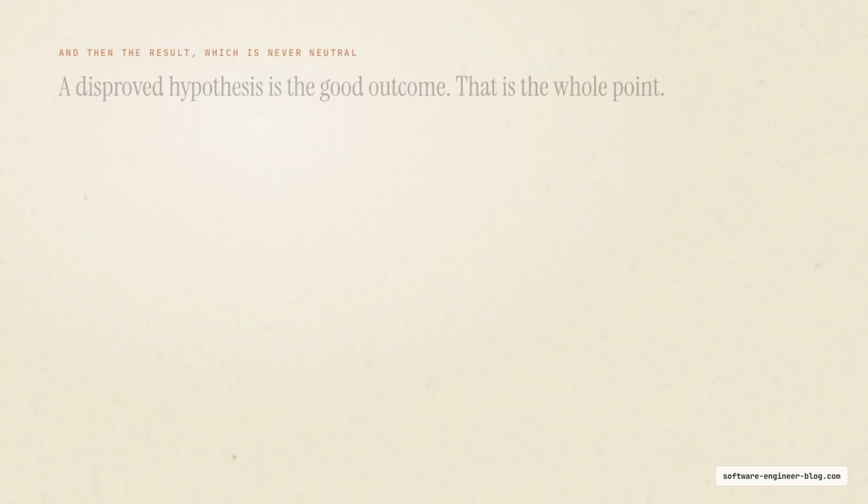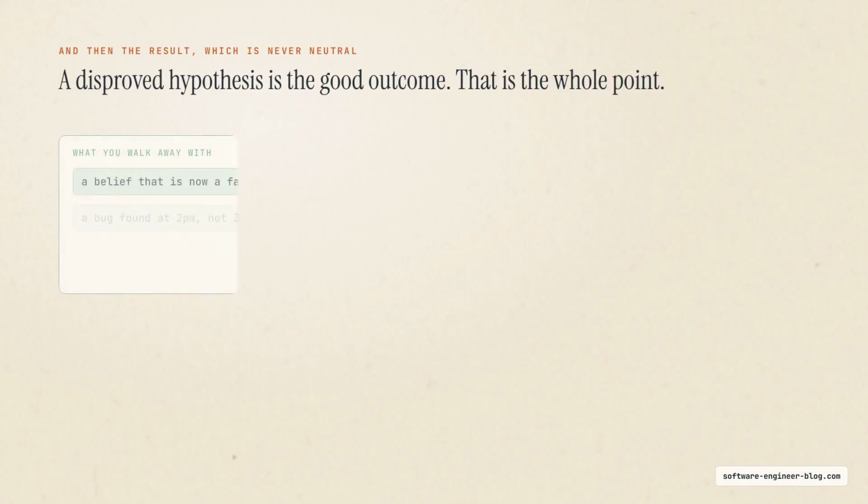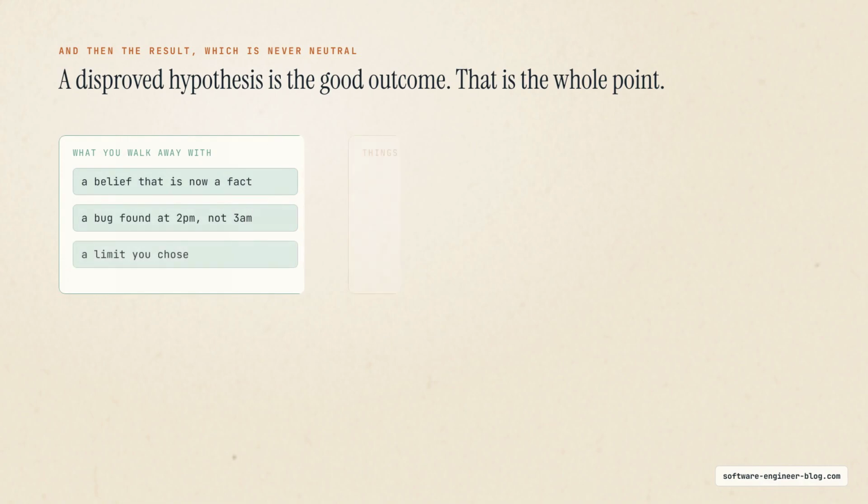And then the result, which is never neutral. If the hypothesis is disproved, that is the good outcome. That is genuinely the point of the exercise. On the left, what you walk away with, a belief that is now a fact, a bug found at 2 in the afternoon instead of 3 in the morning, and a limit that you chose rather than one you discovered.